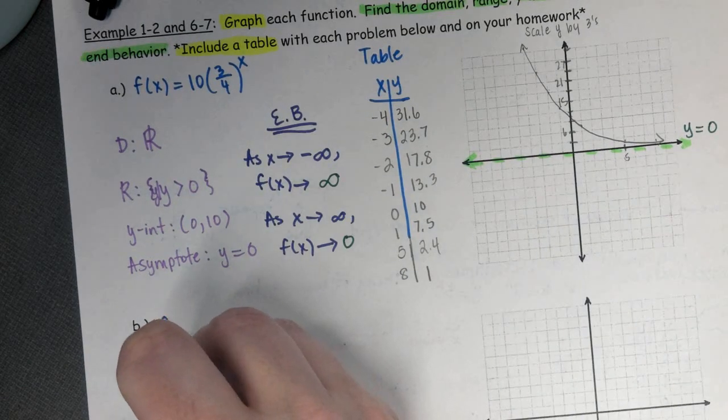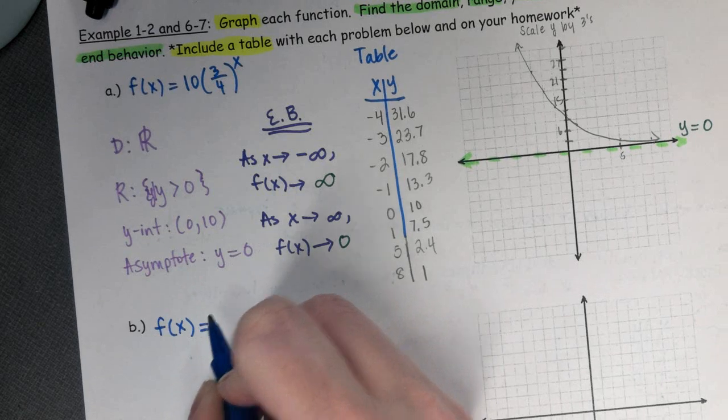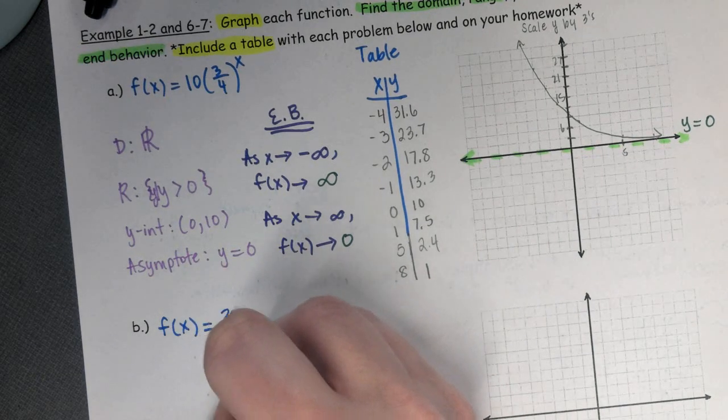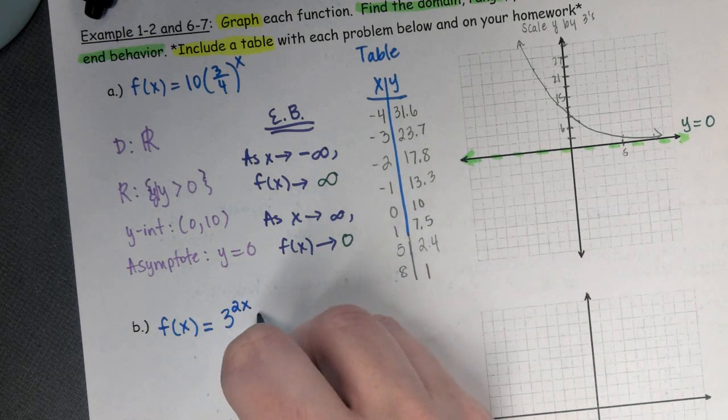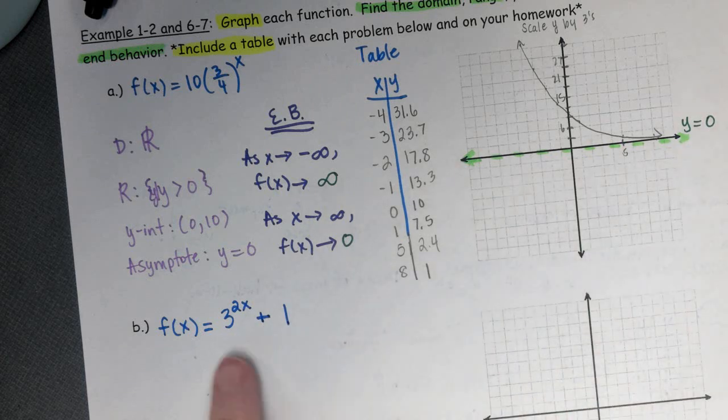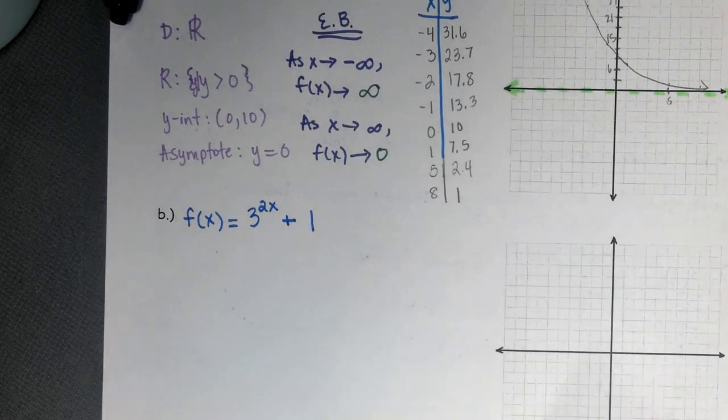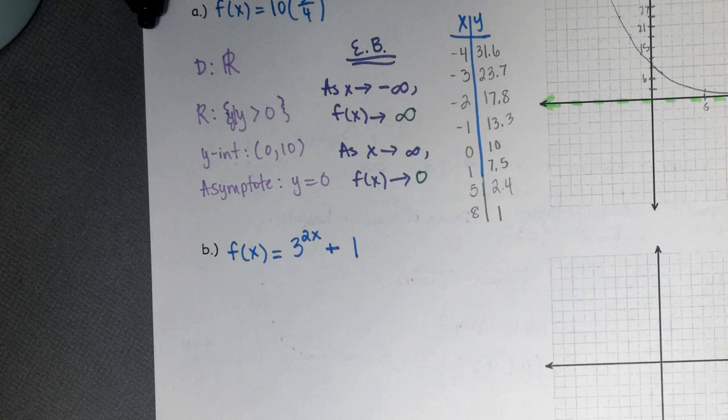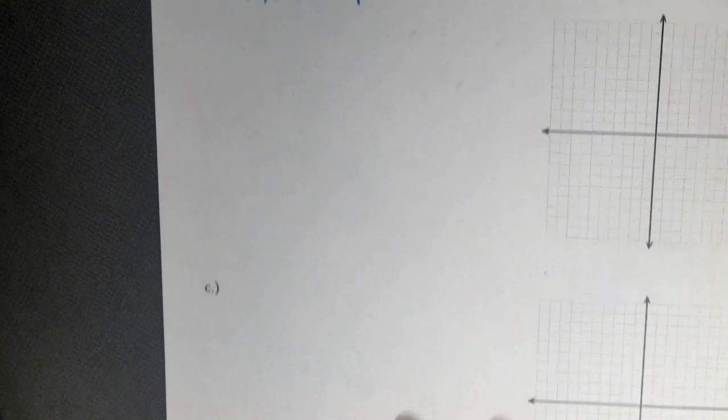Okay, for b, your equation is f of x equals 3 to the power of 2x, and then you have this plus 1 here. So we're going to go ahead and we're going to put that into our graphing calculator.